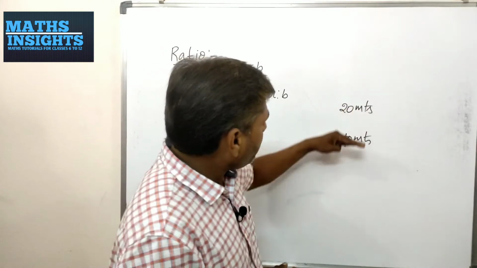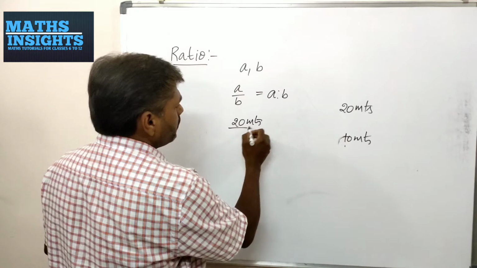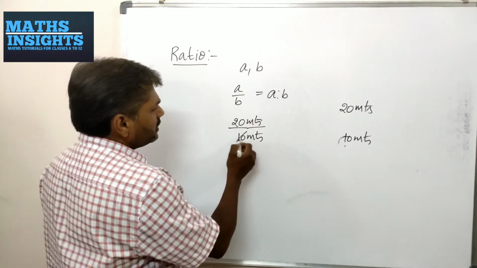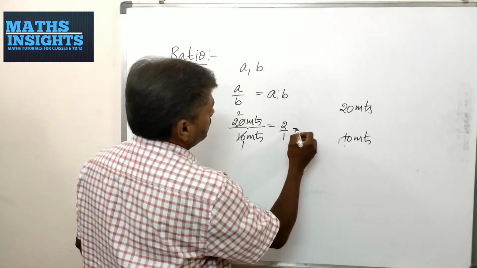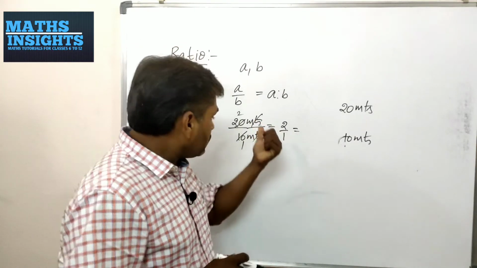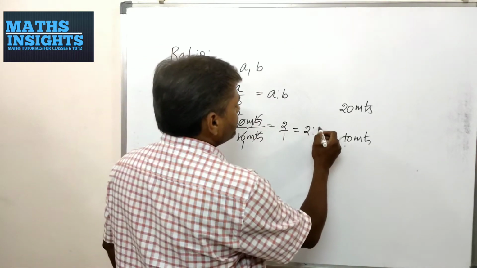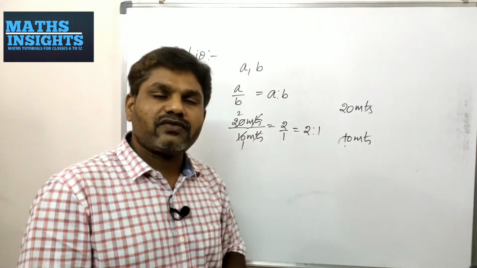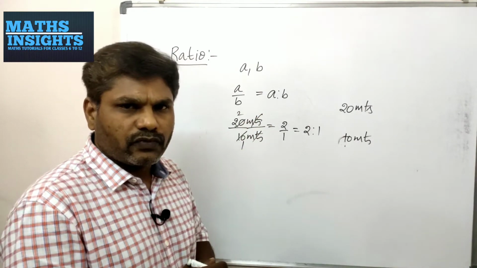For example, if you want to find the ratio of these two, here 20 meters by 10 meters. If you cancel, 10 ones are 10, 10 twos are 20, that is equal to 2 by 1. So meters will also get cancelled. That's why I am saying the two quantities should be in the same units. This is 2 is to 1. That means the first quantity contains the second quantity 2 times. That is called a ratio.